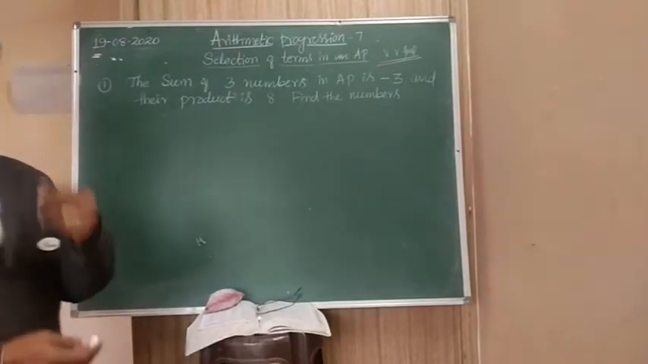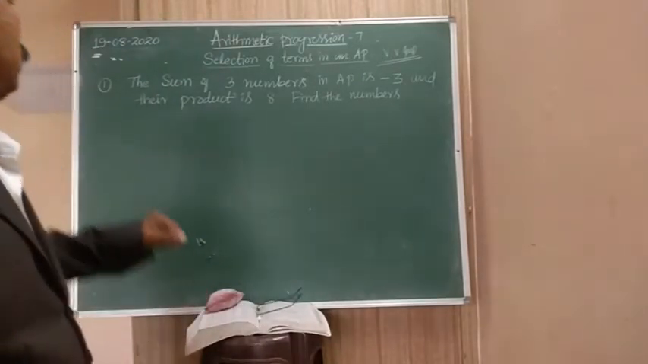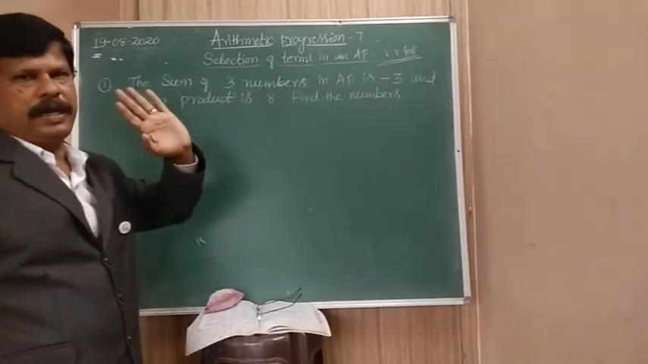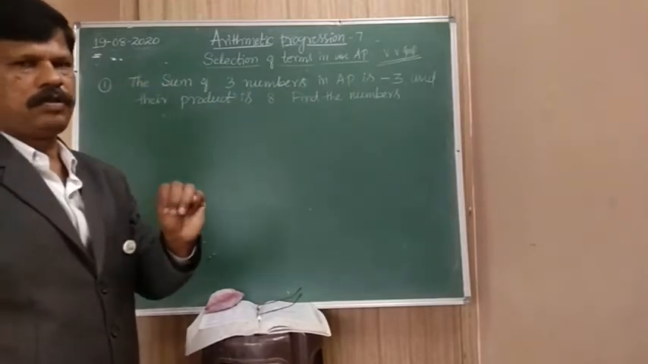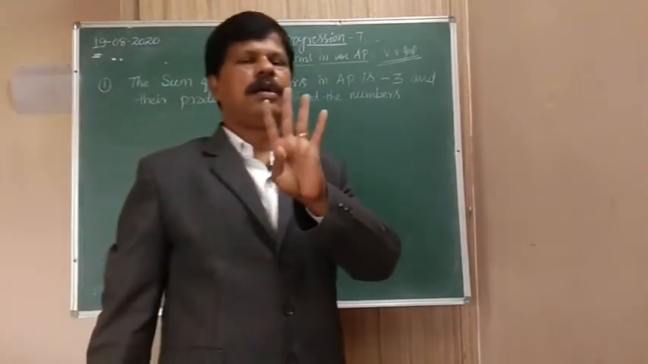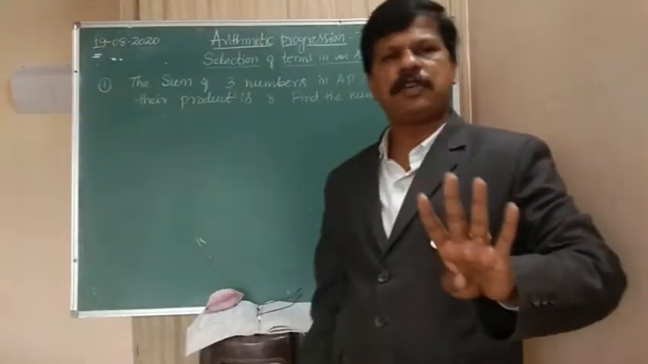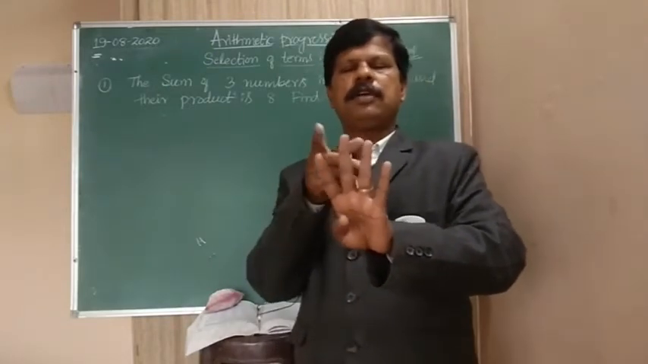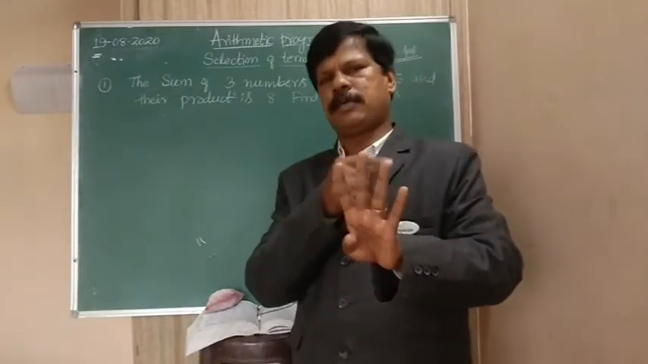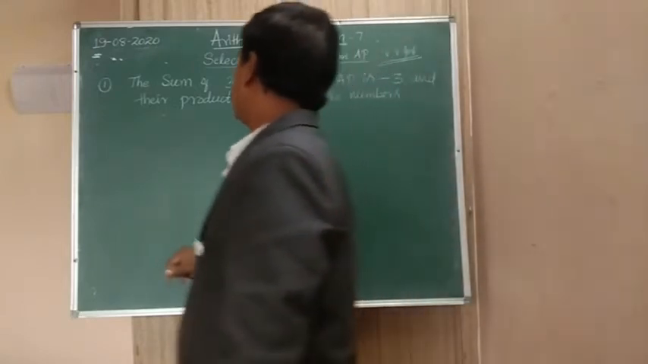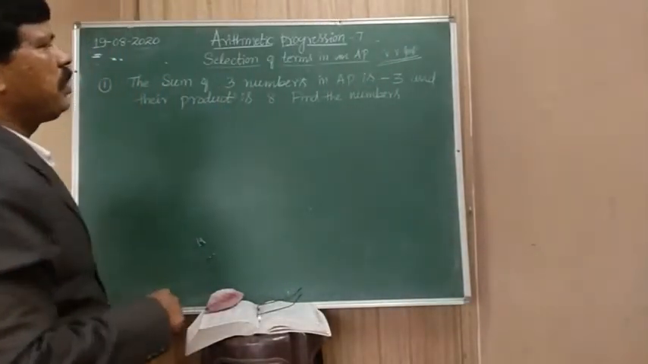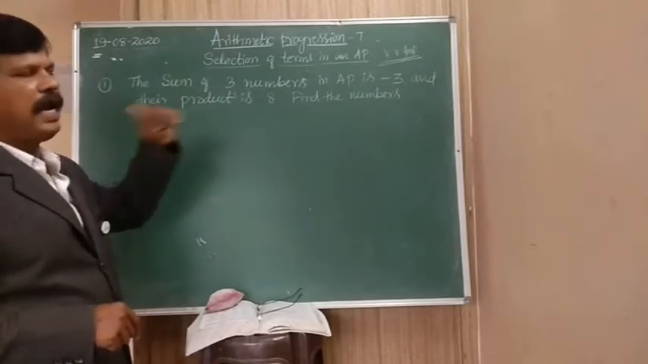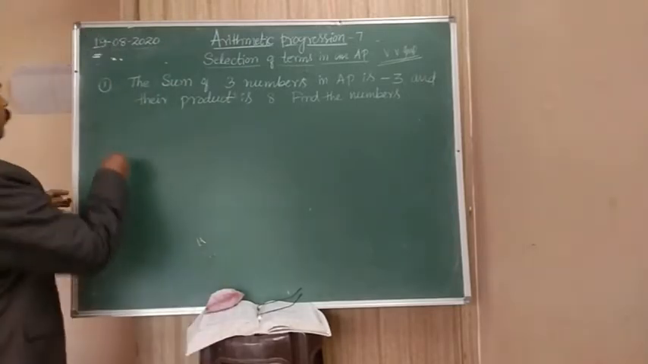Now look at that. What did they ask? The sum of three numbers in AP. So for three numbers, we have four types of term selections: 3 terms, 4 terms, 5 terms and 6 terms. Here they have given the sum of three numbers in AP as -3 and their product as 8. So how to start first?